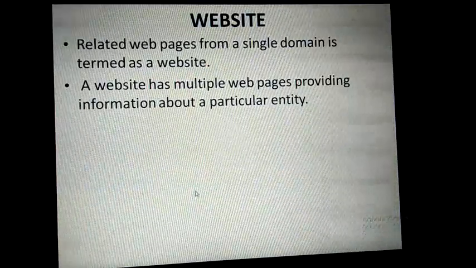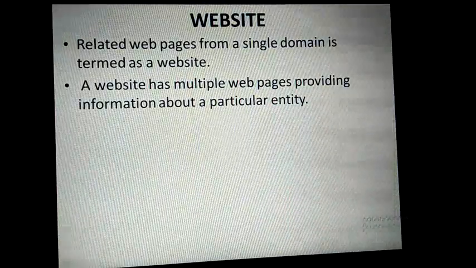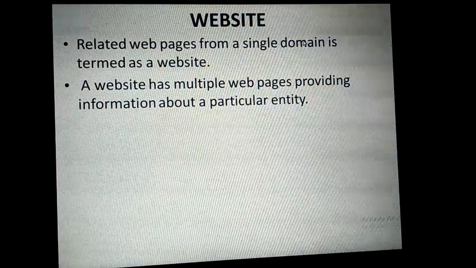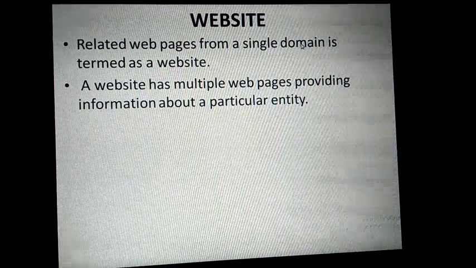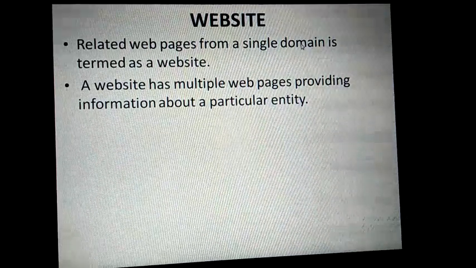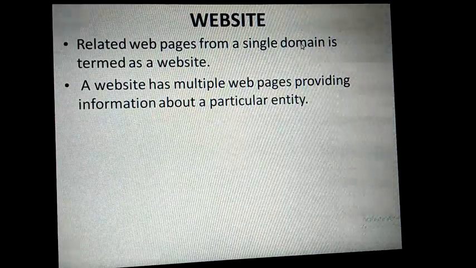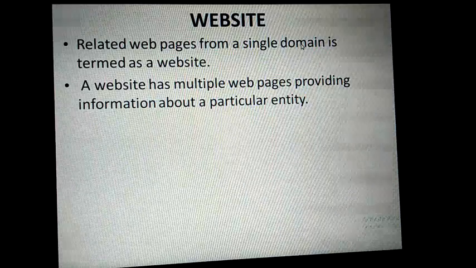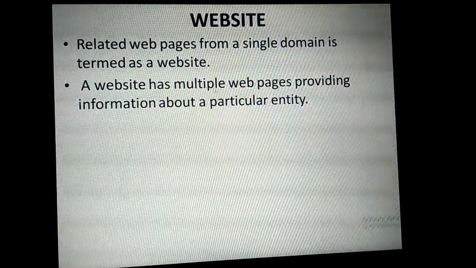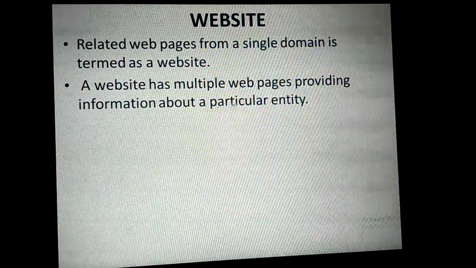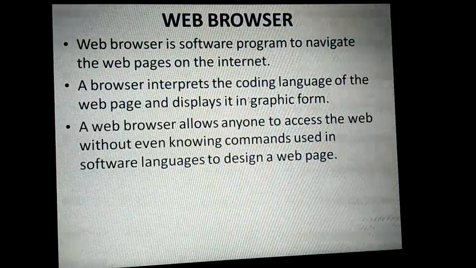Next is website. A website normally means a collection of web pages: a collection of related web pages from a single domain. One single common domain name will be given. What is meant by domain name? The host name URL is called the domain name, for example www.google.com. Under that single domain name, all the related web pages that are available are collectively known as a website. A website has multiple web pages providing information about a particular entity, a particular topic.